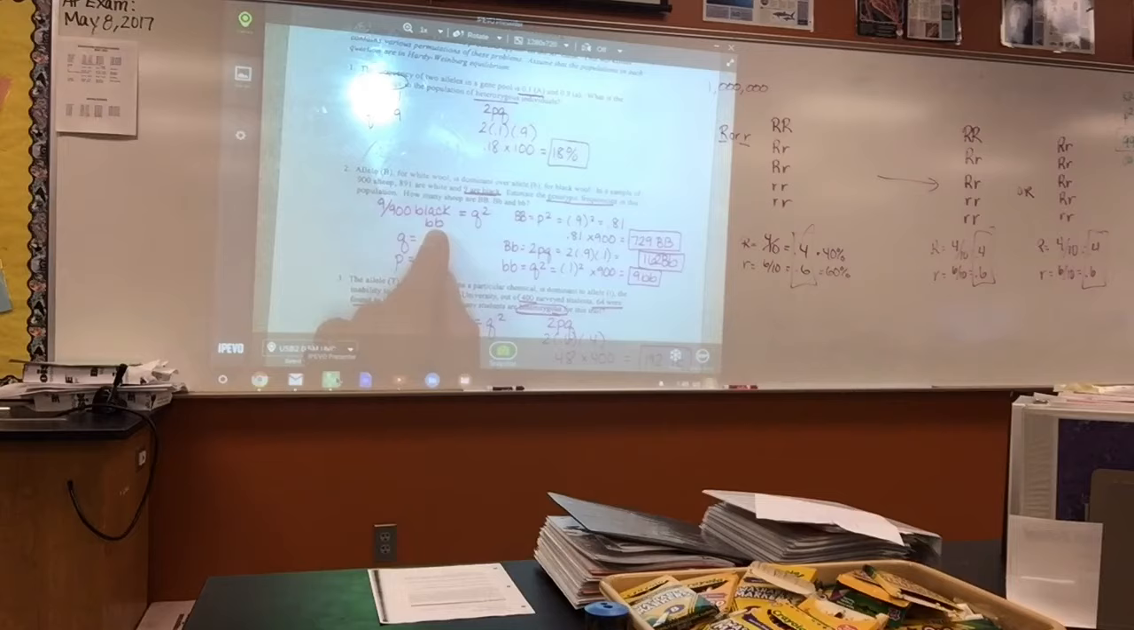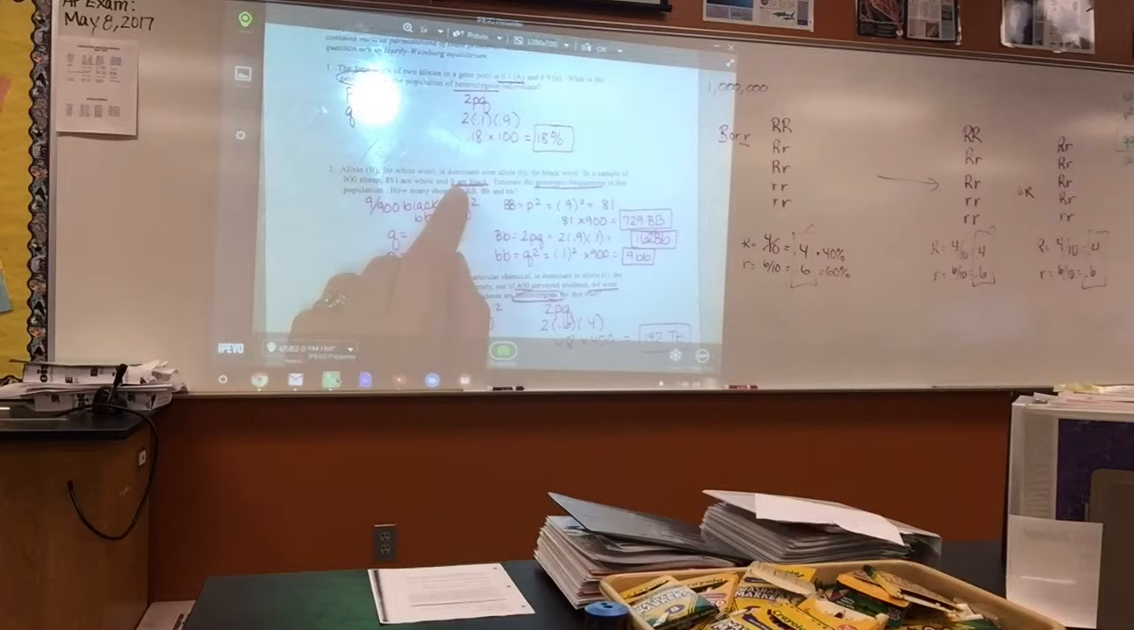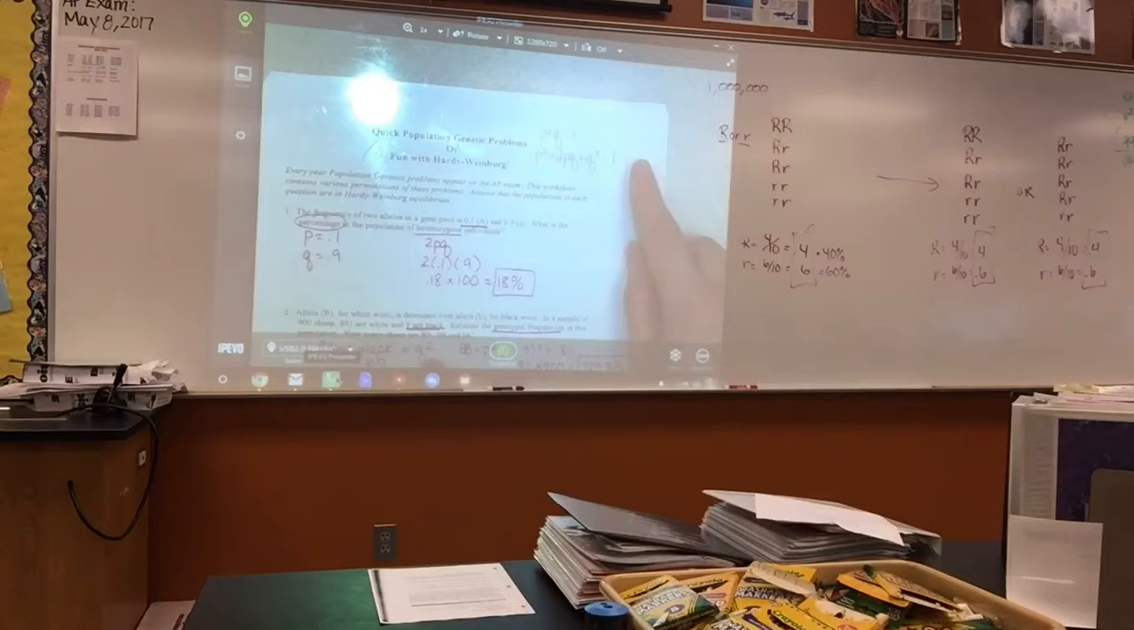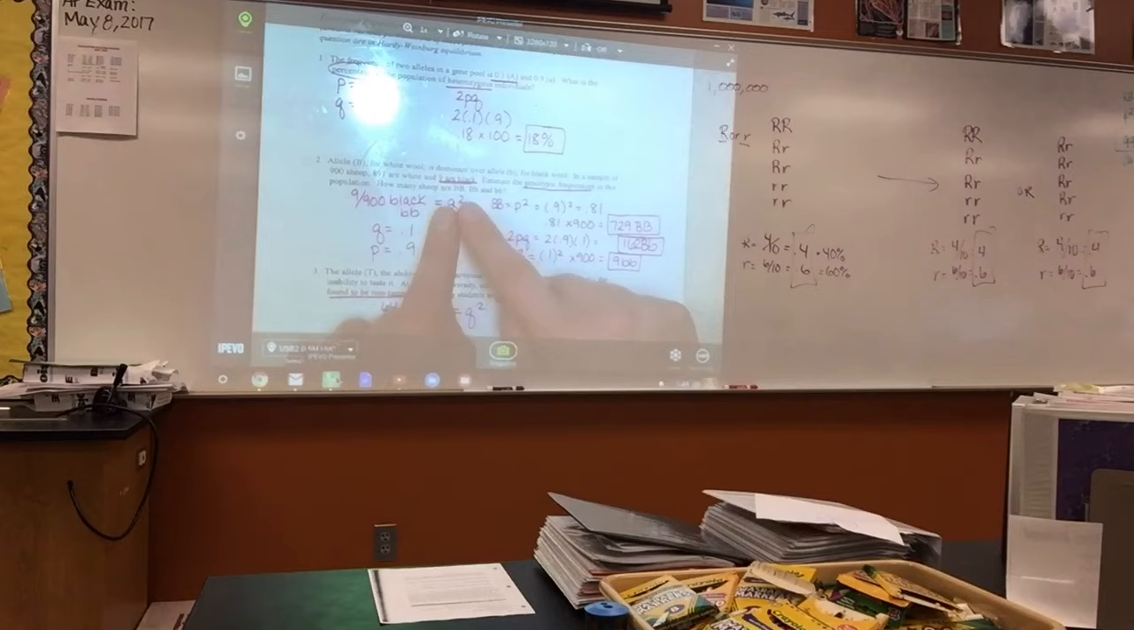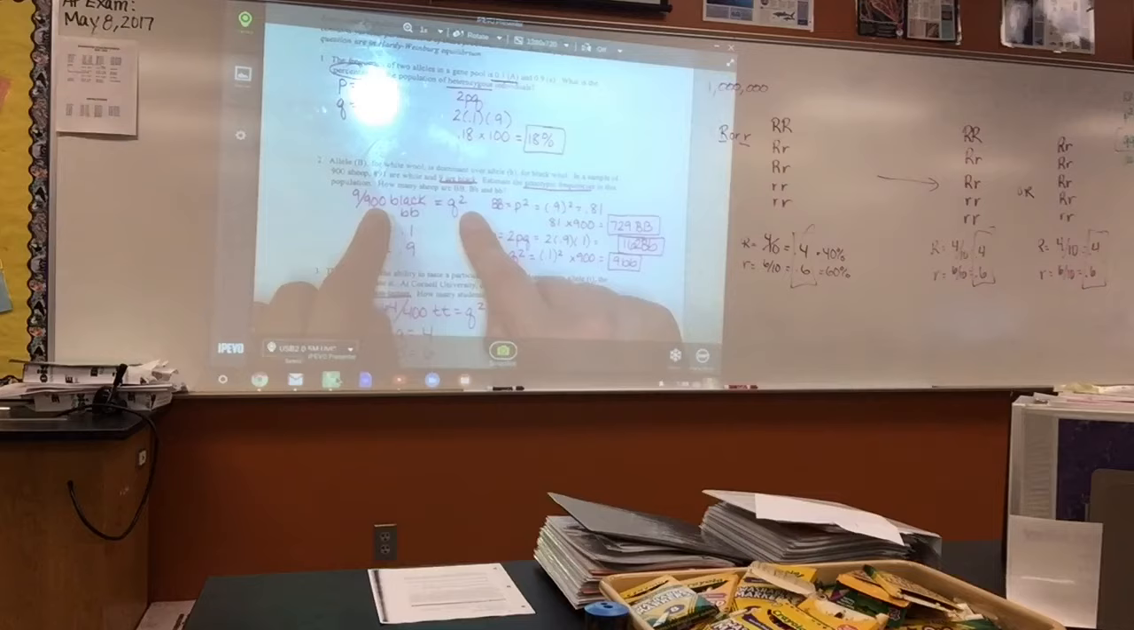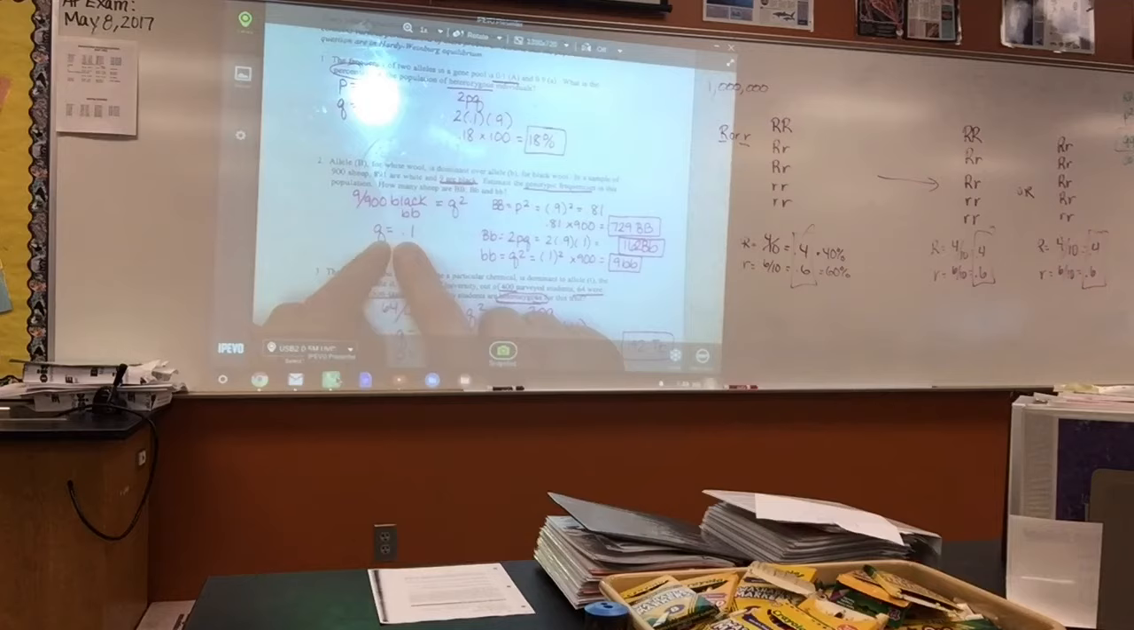And then the next thing you have to do is say to yourself, well, what is that data that I'm given? 9 out of 900 are black or little b. That is q squared. Remember, q squared is the frequency of the recessive genotype. So to figure out q, what you can do is take 9 out of 900, divide it out and take the square root, and therefore get q, and q is 0.1, and then subtract that from 1 to get p is 0.9.